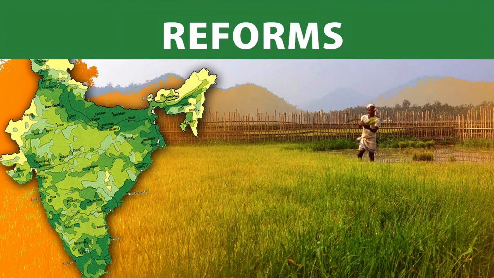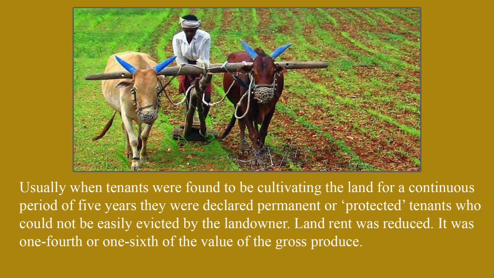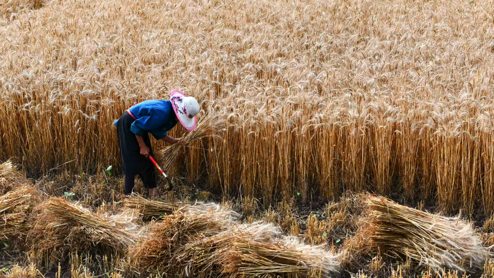Second change is the tenancy reform measure that was taken by the state, which aimed at providing security of tenure, reduction of rent and facilitating acquisition of ownership rights by tenant cultivators. Usually, when tenants were found to be cultivating the land for a continuous period of 5 years, they were declared permanent or protected tenants who could not be easily evicted by the landowner. So, land rent was reduced. It was 1/4 or 1/6 of the value of the gross produce. The tenants got the right to acquire ownership of land they cultivated by paying rent for a limited number of years, say 8 years or 10 years.